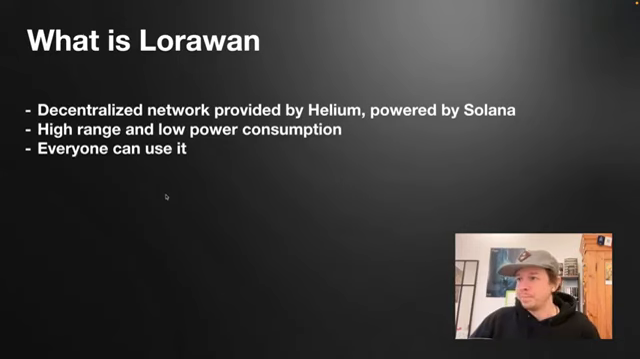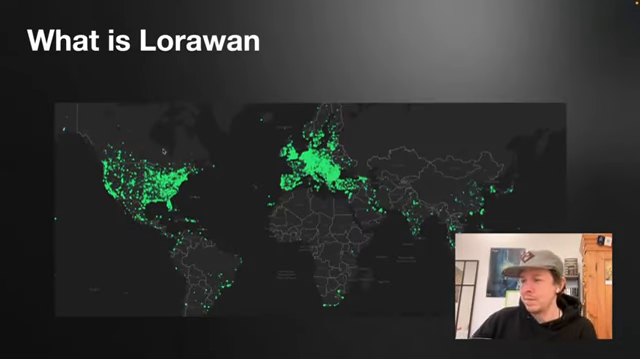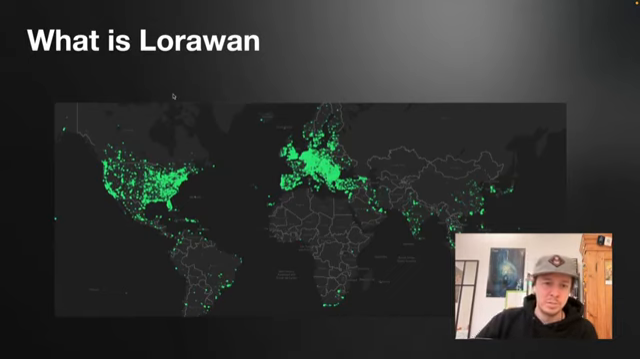And then they burn some NHT tokens and the people get paid for providing this coverage. And everyone can just use it. This is the coverage how it was today. So you can see Europe and the United States are already very well covered. And also some parts of China and India and so on. And yeah, the coverage is becoming bigger every day currently.